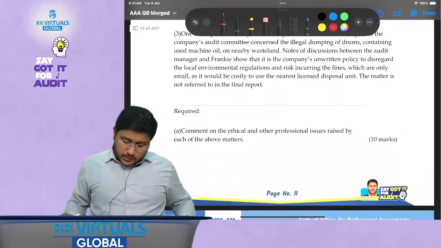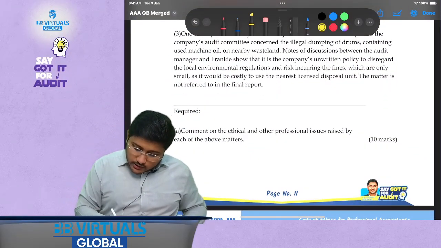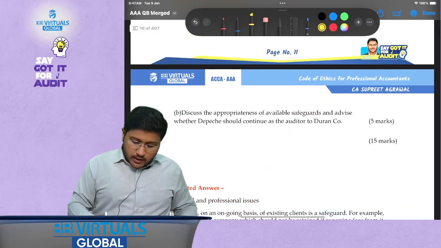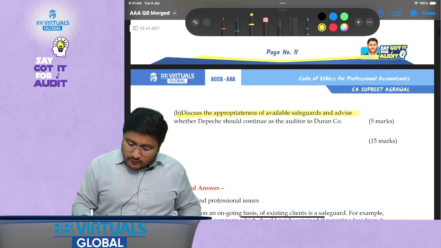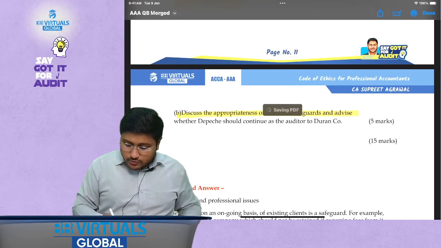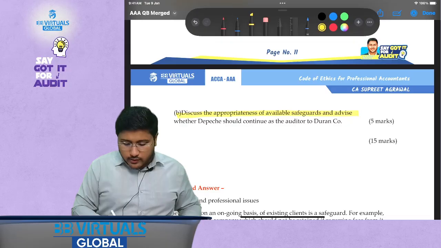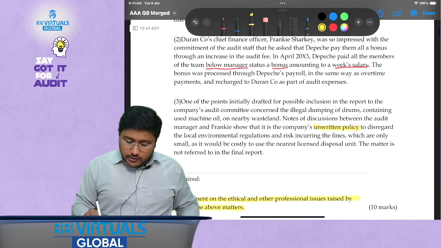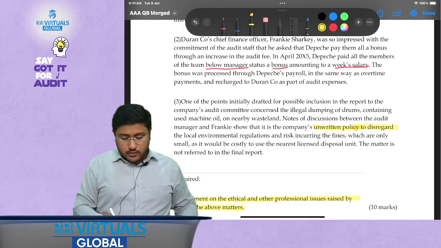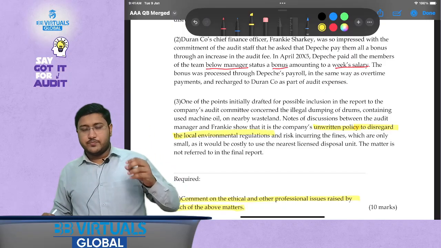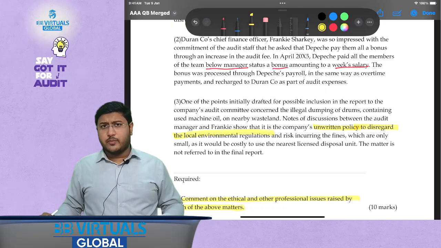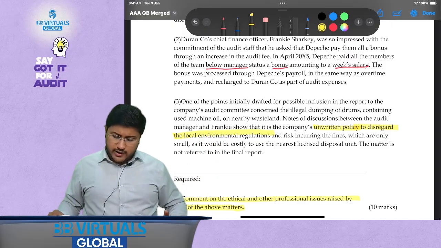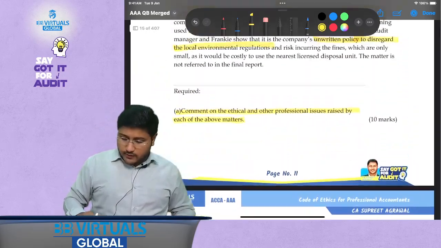Now, required: comment on the ethical and other professional issues raised by the above matters, and discuss the appropriateness of available safeguards and advise whether Depeshe could continue as the auditor. Now, the third point is a very big issue because this company has an unwritten policy to disregard the local environmental regulations. This gives a big risk to the audit firm as well, because this company might go down any day, right? So this is very important.